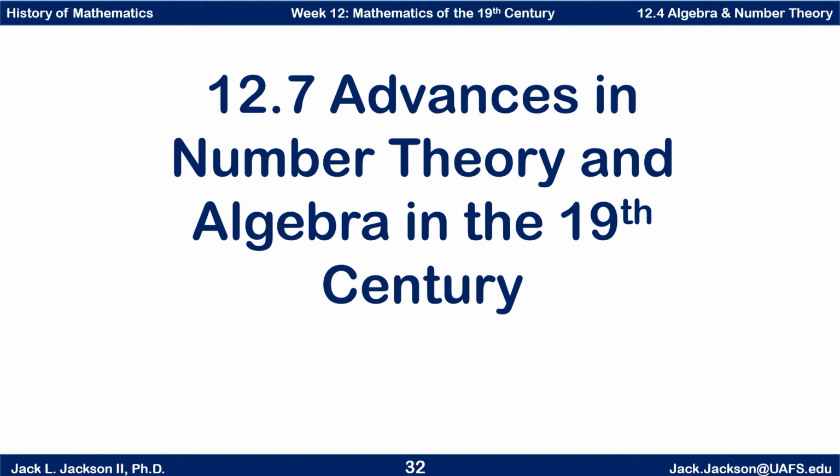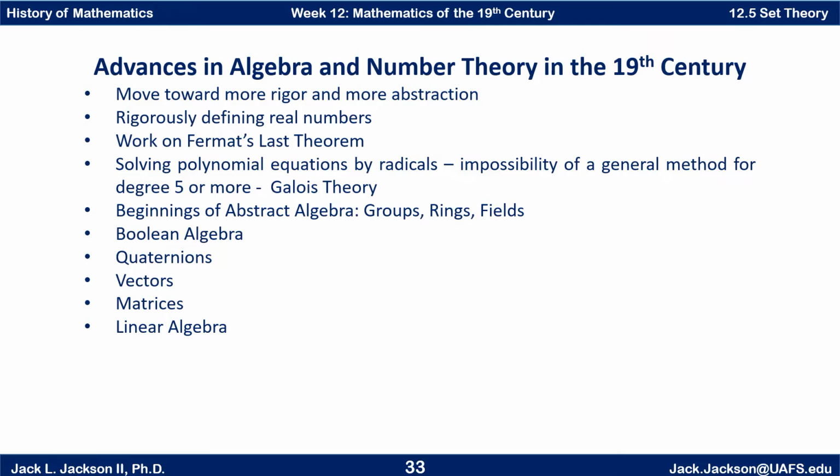In this video, we're going to talk about advances in number theory and algebra in the 19th century. So, in general, we've seen that in the 19th century there's a move towards more abstraction and more rigor. And we saw this in analysis, but it's also true, at least as true, in number theory and algebra as well. For example, some things that were accomplished in the 19th century is rigorously defining real numbers, working on the foundations of even just what a real number is.